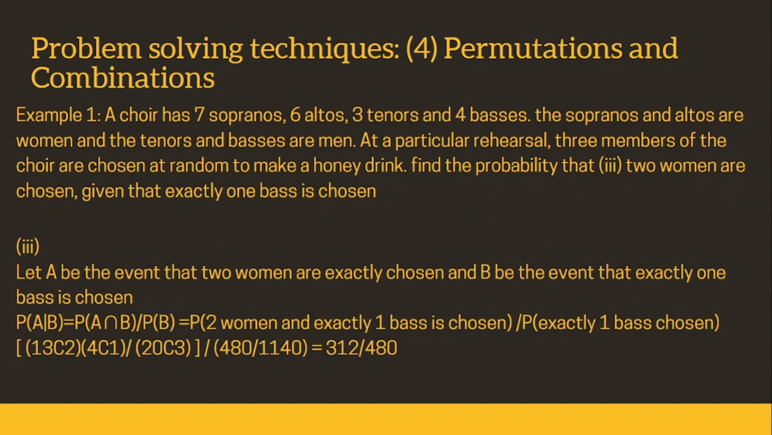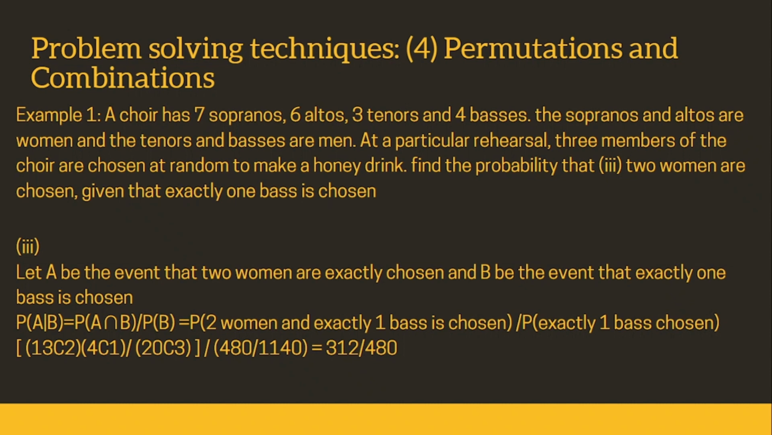Then for part 3, you want to find the probability that 2 women are chosen, given that exactly 1 bass is chosen. So we let A be the event that exactly 2 women are chosen, and B be the event that exactly 1 bass is chosen. So we break this down. Probability of A given B is just going to be the probability of the intersection of A and B divided by the probability of B. So it will be the probability that 2 women and exactly 1 bass are chosen divided by the probability that exactly 1 bass is chosen.